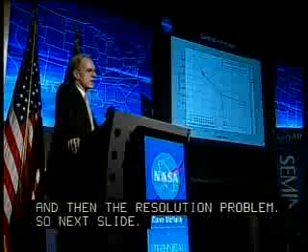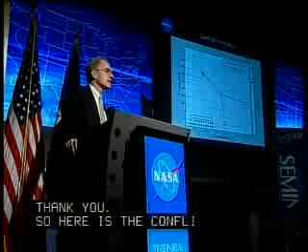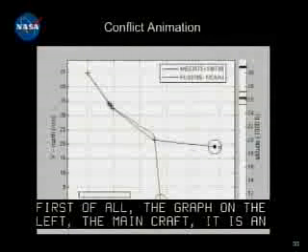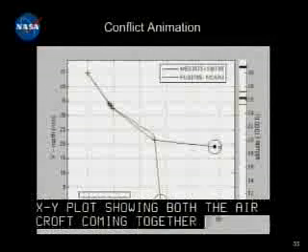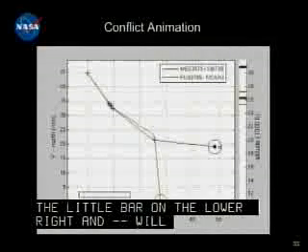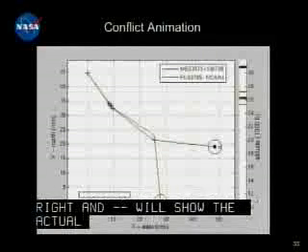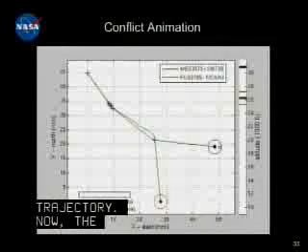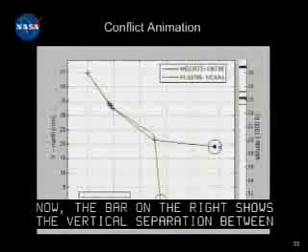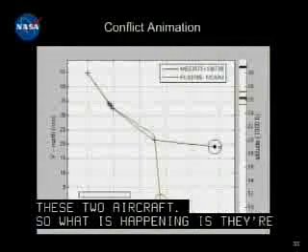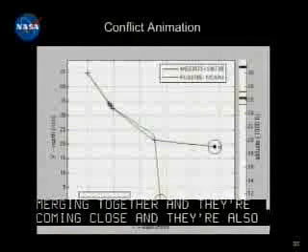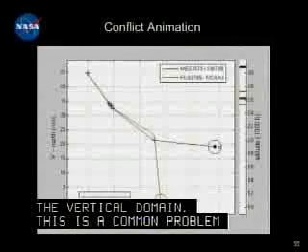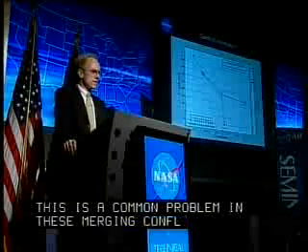Okay, so here's the conflict attack. First of all, the graph on the left, the main graph, is an XY plot showing both aircraft coming together. The little bar on the lower right shows the actual horizontal separation between the two aircraft as they progress along our predicted trajectory. Now the bar on the right shows the vertical separation between these two aircraft. So what's happening is they're merging together and they're coming close, and they're also coming closer in altitude, in the vertical domain. And this is a common problem in these merging conflicts, arrival merging conflicts. So go ahead and play the movie there.